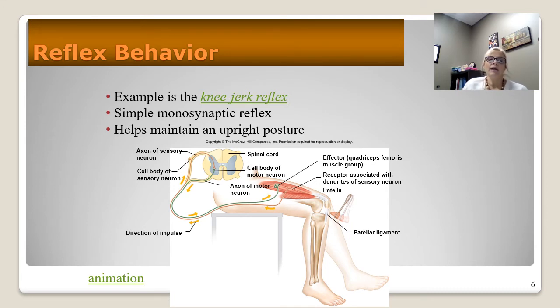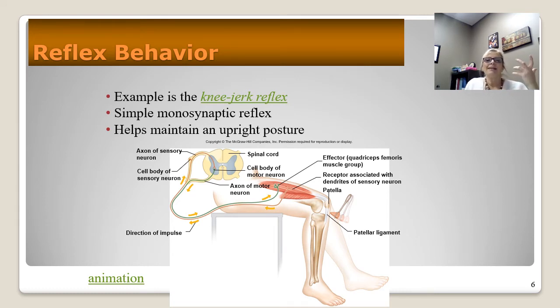If you hit the patellar ligament just below the patella, which is, remember, the kneecap, that's going to start your reflex. The quadriceps muscles are going to be pulled, which triggers stretch receptors. You have stretch receptors in those muscles that will sense that pulling, and that is going to send impulses to a sensory neuron, and that's usually going to be unipolar. The lumbar region of your spinal cord is where that's located. The axon is going to synapse with a motor neuron, causing the leg to contract and extend when the reflex is completed. This is also used to help us maintain our upright posture.